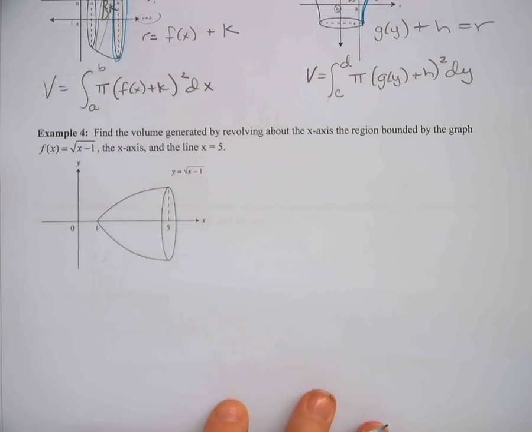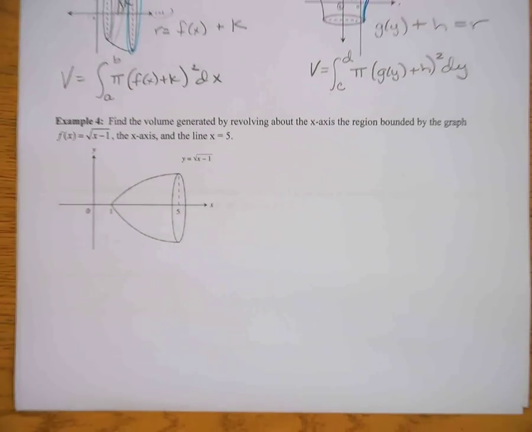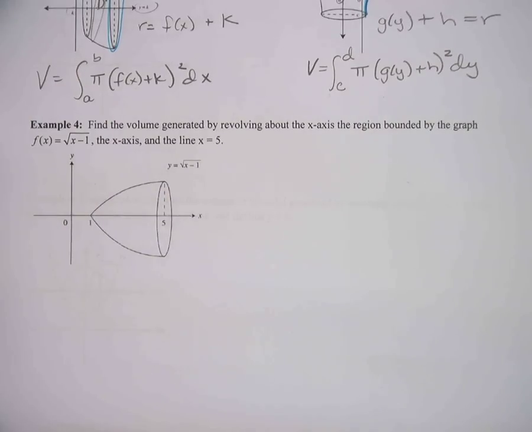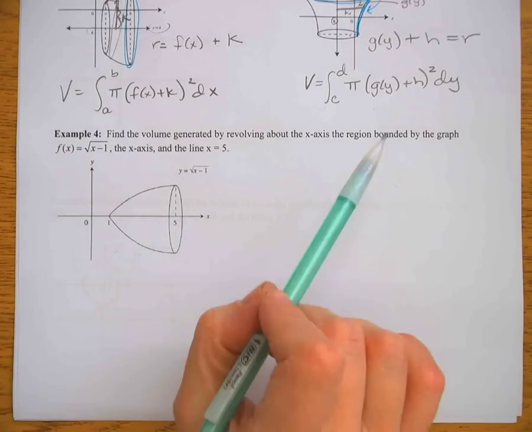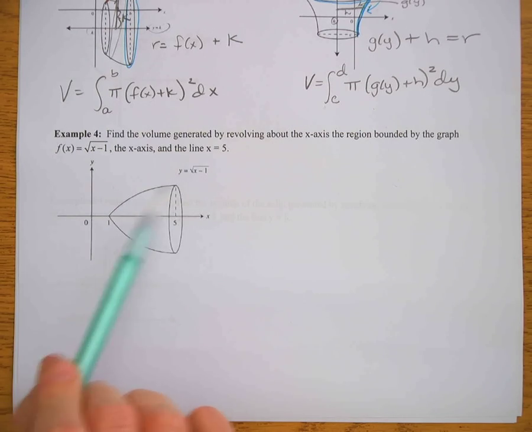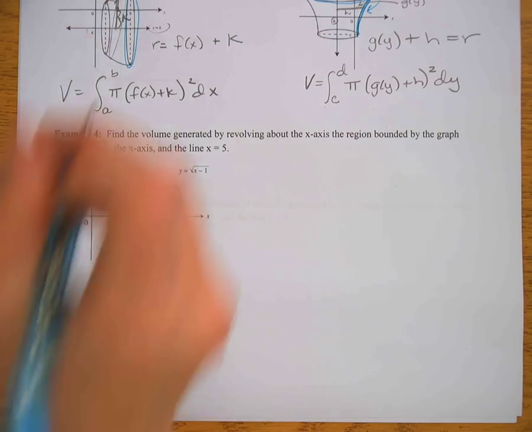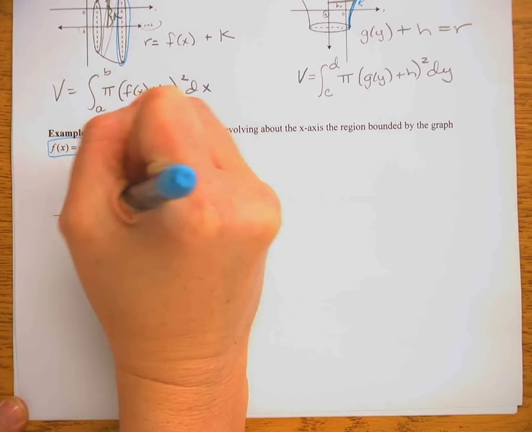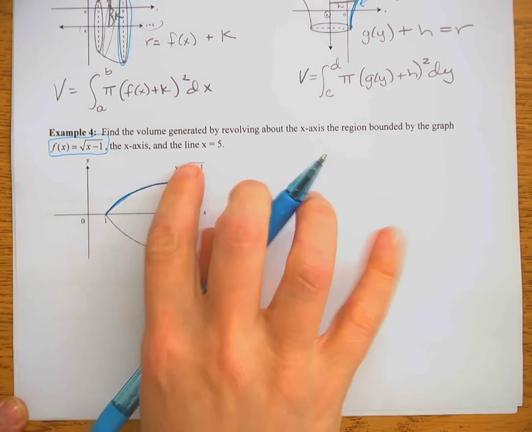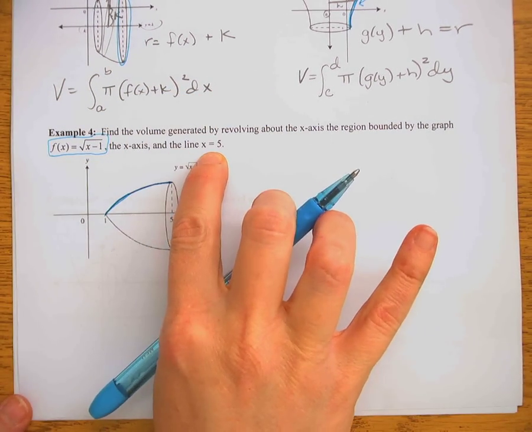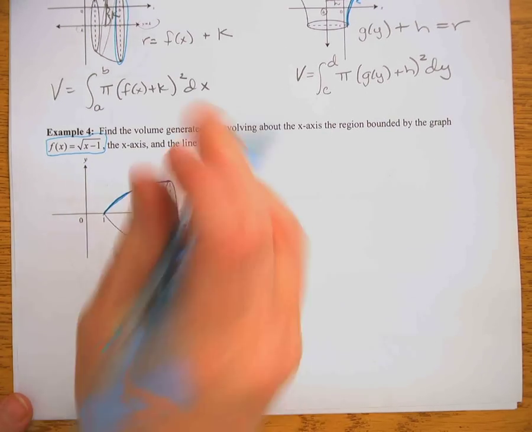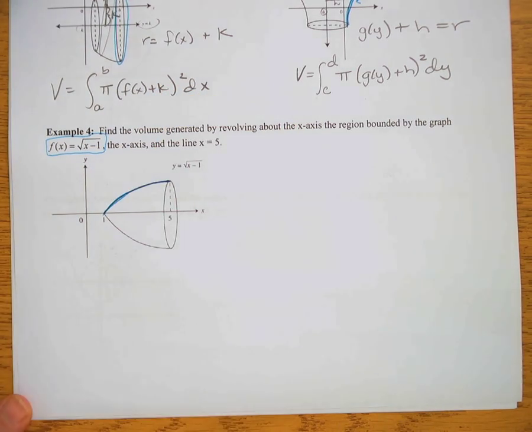Okay. So we're going to go ahead and find the volume generated by revolving about the x-axis the region bounded by this graph right here. So the graph of square root of x minus 1, that's just this part. And it's going to stop at the line x equals 5 because it told us. So it stops at the x-axis and stops at the line x equals 5. So it's just from here to here.